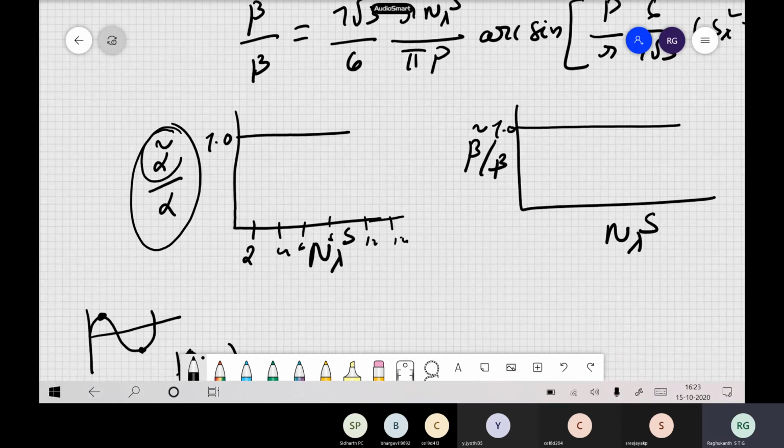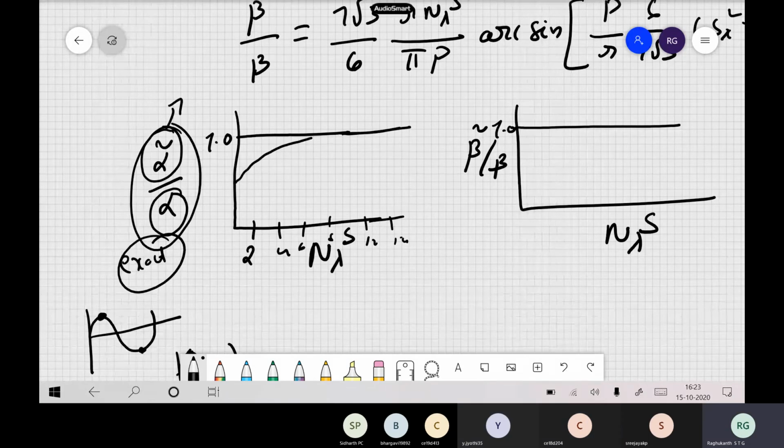So alpha hat is your velocity in the finite difference grid. This is your exact solution, the analytic velocity. What happens as n lambda increases? All the curves should go towards 1, both will be almost the same. Same means what? It should go towards 1. So this is how you expect everything to go towards 1 itself. As n lambda increases, they all should match this.